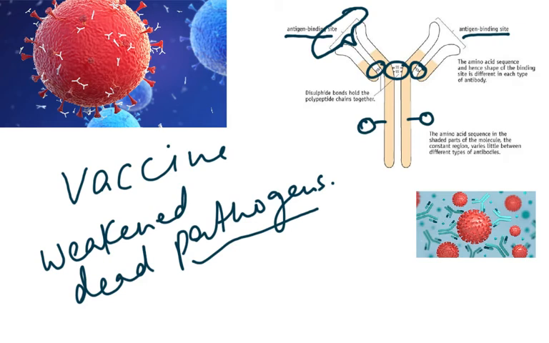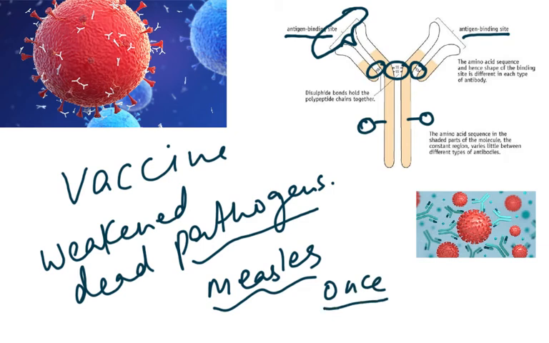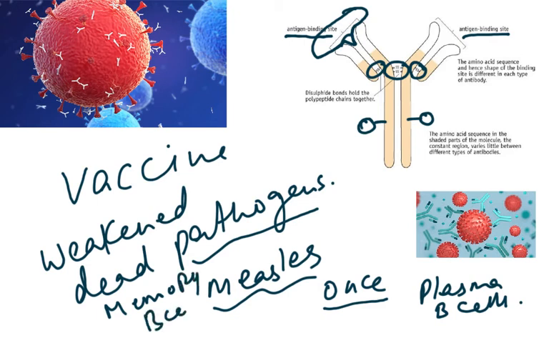But in the case of the measles virus, if a person has suffered from measles once in his lifetime, he's not going to get it again, because he has the plasma B cells. The plasma B cells will make antibodies when he's suffering from the disease. But when he's recovered, he still has the memory B cells, which remain in your system for life. So whenever that virus enters again, the memory B cells will become plasma B cells and will make antibodies and destroy the virus. So you will not suffer from measles a second time in your life.